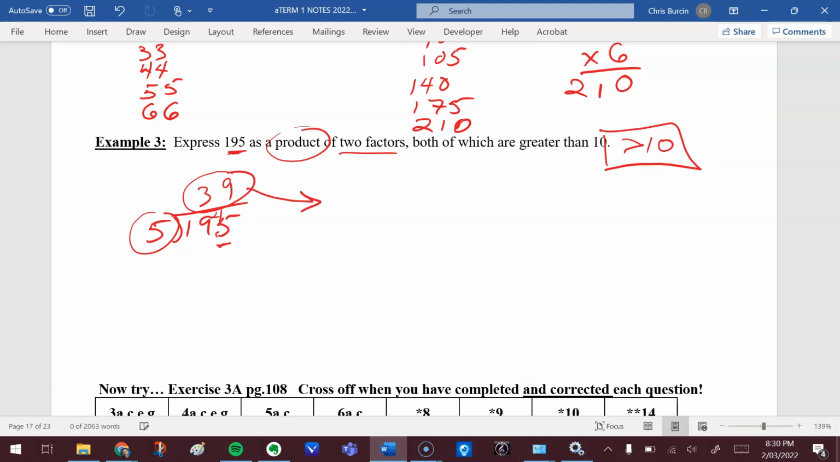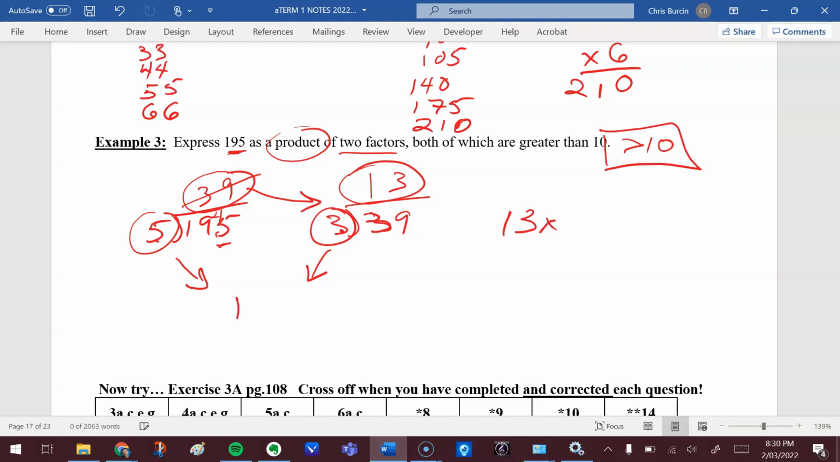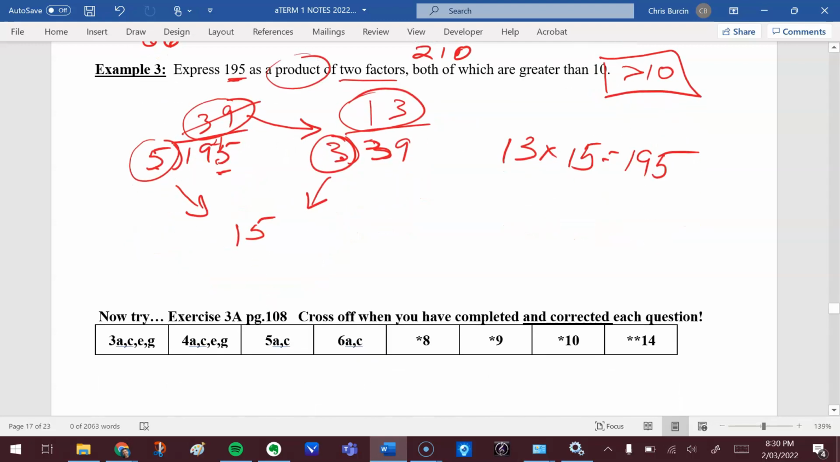So let's look at what we know now. 39 is very obviously divisible by 3, because 3 goes into 3 once and into 9 3 times. So now we've got another factor there, 3. We've taken 39 and divided that into 13 times 3. So let's keep 13 because that's greater than 10, and let's multiply that by the product of 5 and 3, which is 15. So 13 times 15 equals 195, and it works out. And those are your exercises.